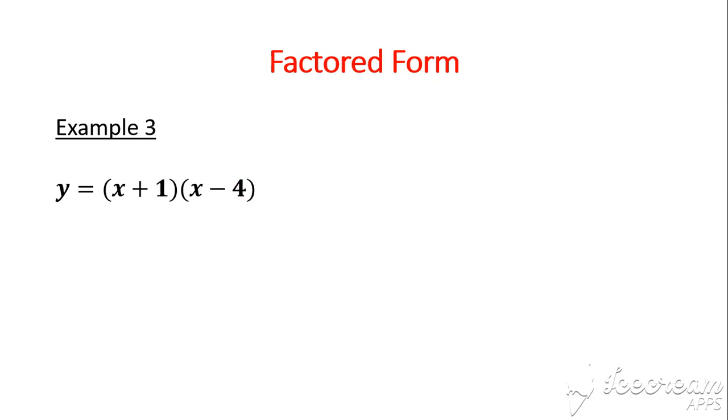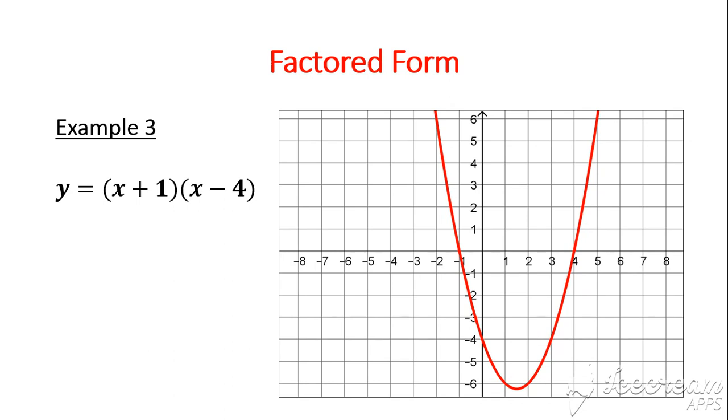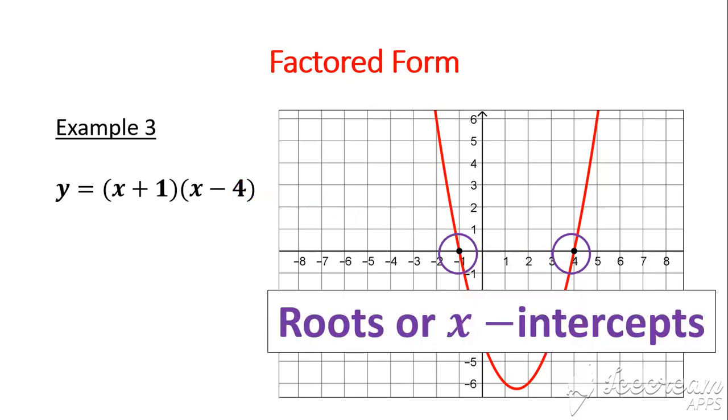Right, so here's example number 3. Y is equal to bracket x plus 1 times x minus 4. Here's what it looks like. Here are our 2 roots or x-intercepts. Notice again we have a root here at -1, but we have written inside the brackets x plus 1, and we have a root here at +4, but we've written inside the brackets x minus 4.